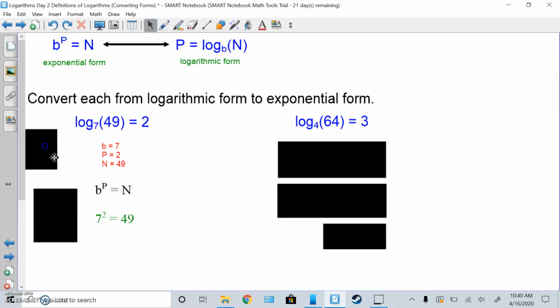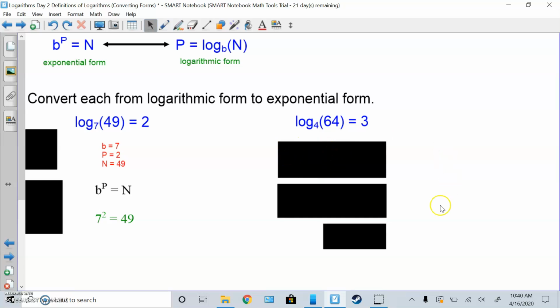Once you have these 3, you fill in the formula. b to the p equals n. So b, the base, is 7. The power, the exponent, is 2. 7 squared equals 49. And that's a true fact. It has to end on the true fact. Sometimes kids do it backwards. They'll say 2 to the 7th power is 49. That's wrong. So order does matter.